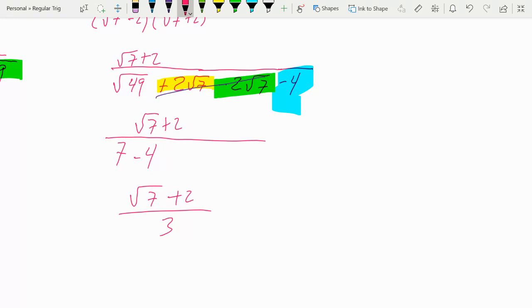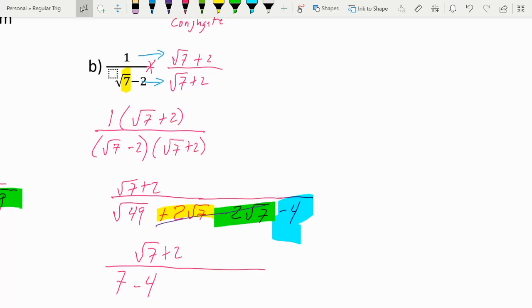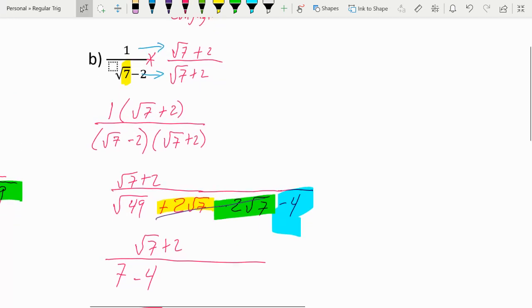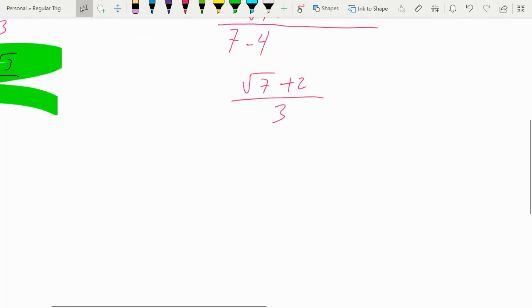Again, the square root is gone in the denominator, and that's all I'm worried about. So we multiply by this conjugate. All right? We multiply by the conjugate, and we ended up with this.